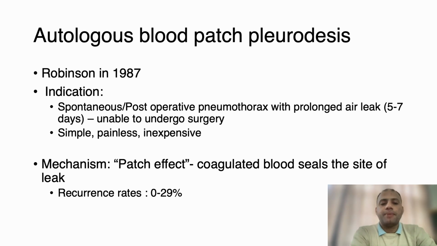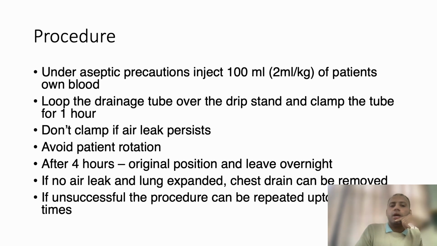So the mechanism is the patch effect of the coagulated blood at the site of the leak, and the recurrence rate is 0 to 29%. In short, for the procedure, we ensure aseptic precautions and inject 100 to 200 ml of the patient's own blood, and we loop the drainage tube over the drip stand to keep it at some height and clamp the tube for 1 hour.